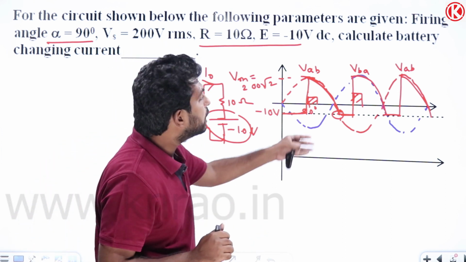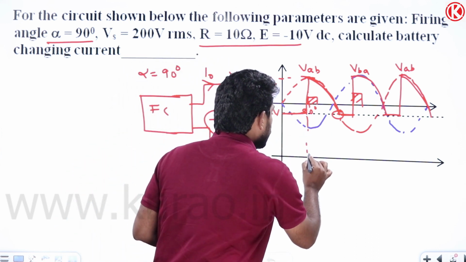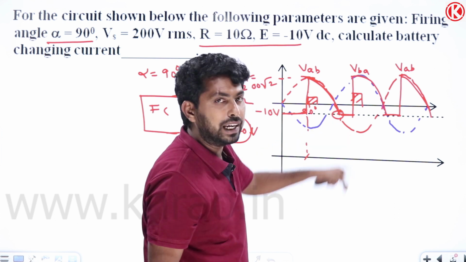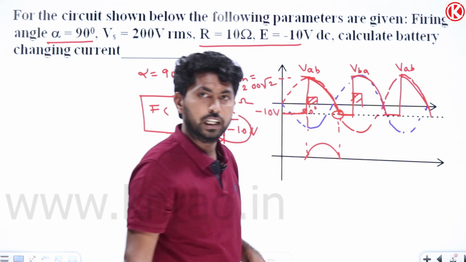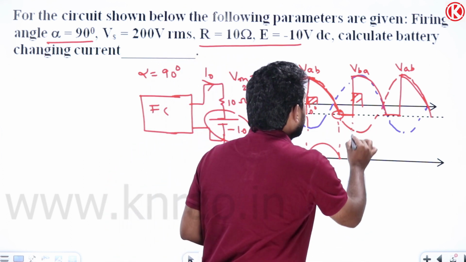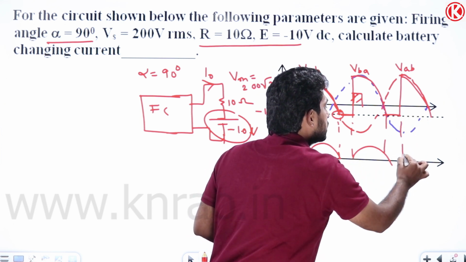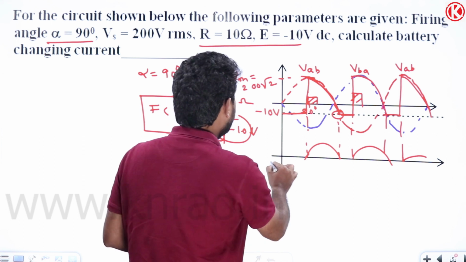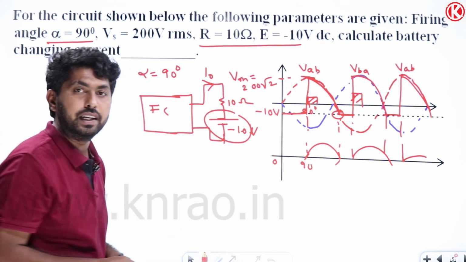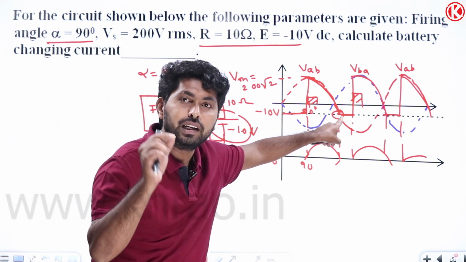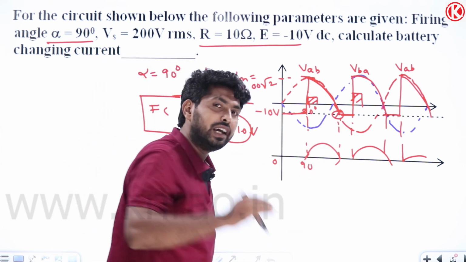When does the output current flow in this circuit? From 90 degrees to, what is this angle? We need to find this angle. Up to here the current is flowing, and again the current is flowing from here to here, and again from here to here. So this is the 0 and this is the 90. Let me find this angle. How can we find that angle? Where Vm sin omega t equals E, at this point the current extinguishes.